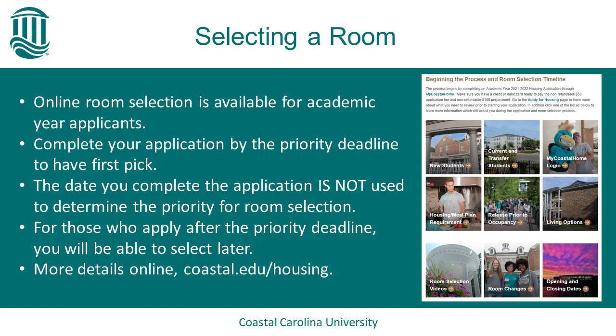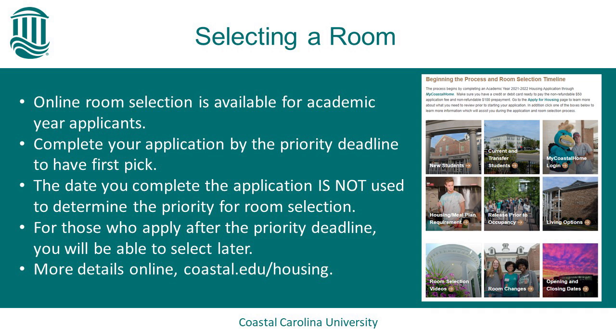Only students completing the housing application for the academic year are eligible to select their space online. In order to be among the first students to select a space, complete your housing application by the priority room selection deadline. University Housing does not use the date you complete the application to prioritize students for room selection. Everyone who meets the priority deadline is put in the group to receive a random time slot. Students who complete the application after the priority deadline will be available to select online at a later date.